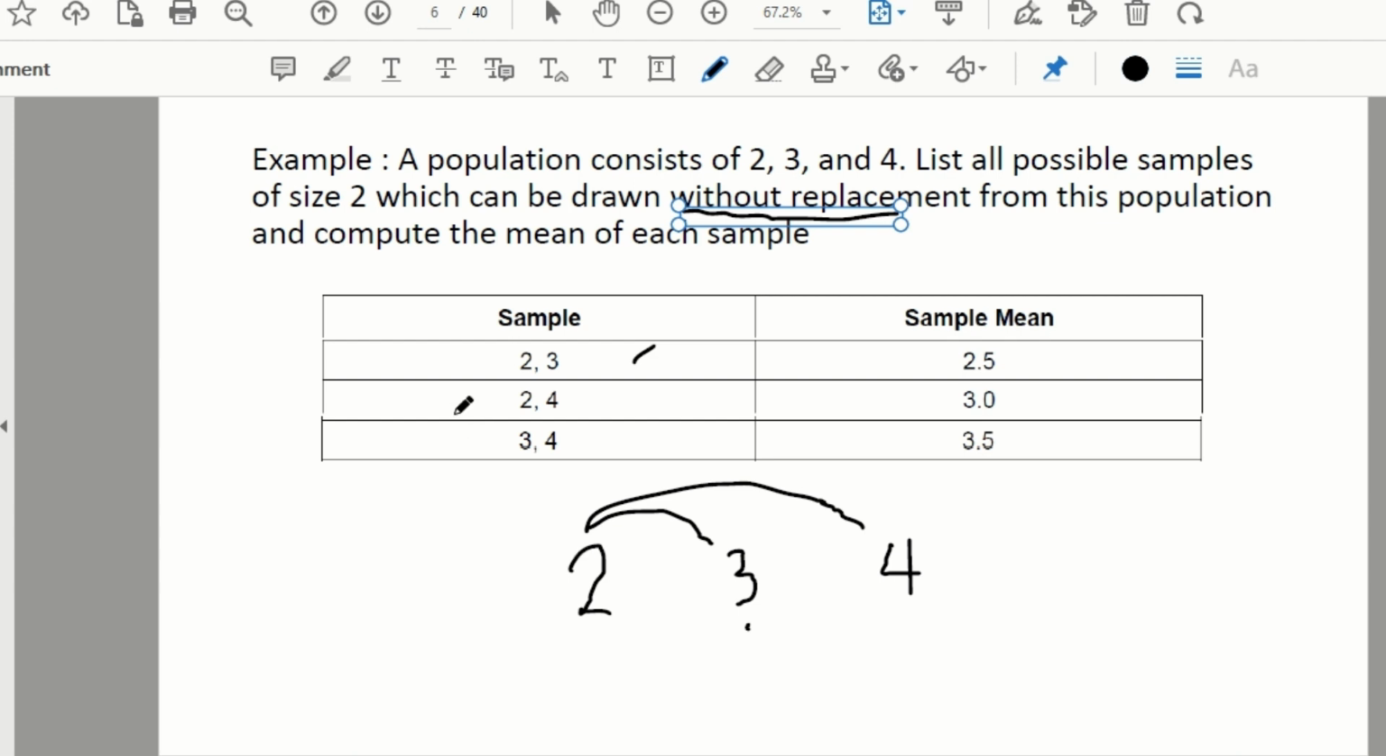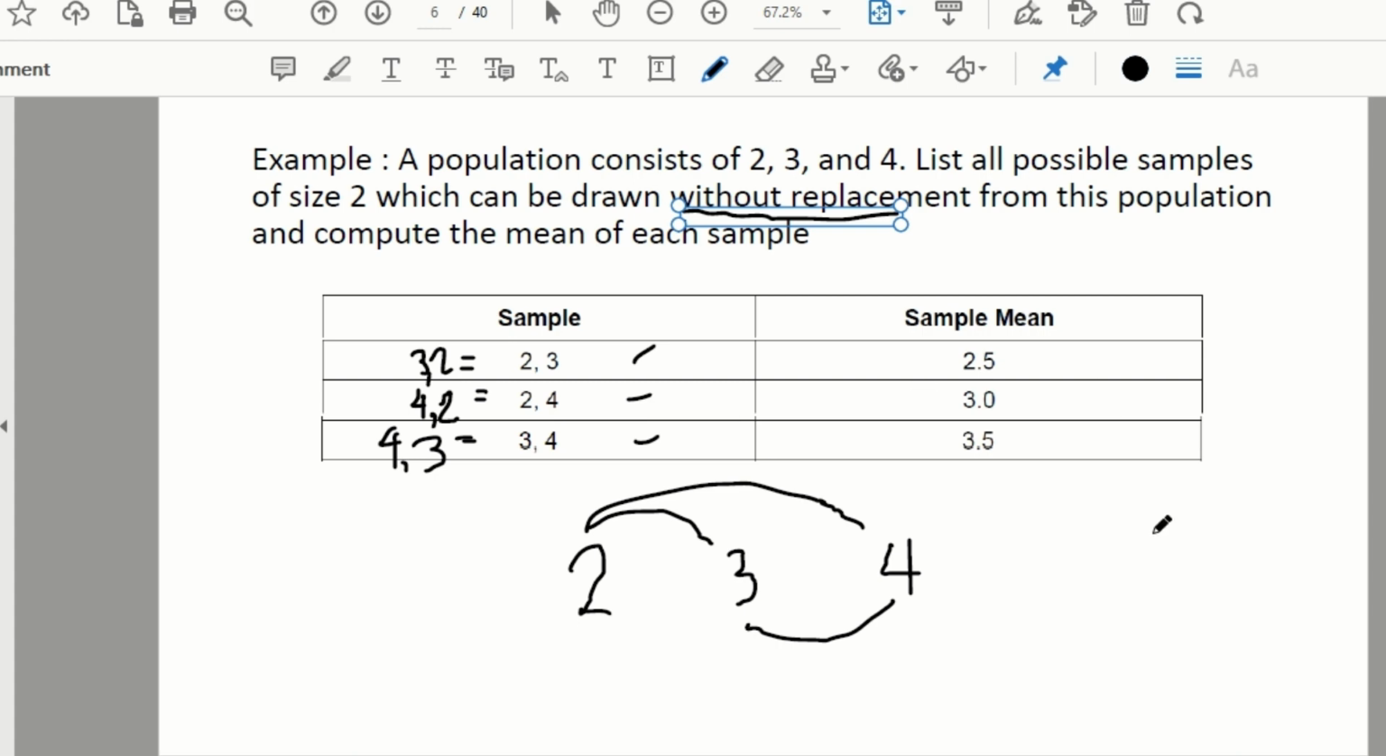Can 3 be paired with 2? No, because 2,3 is just the same as 3,2. So it can't be paired with 2 again, and 3 can't be paired to itself because it is without replacement. So the only possible pairing for 3 is 4. And of course, for 4 we cannot pair it again with 3 or 2, because 3,4 is the same as 4,3, and 4,2 is the same as 2,4. So we have only these 3 samples.